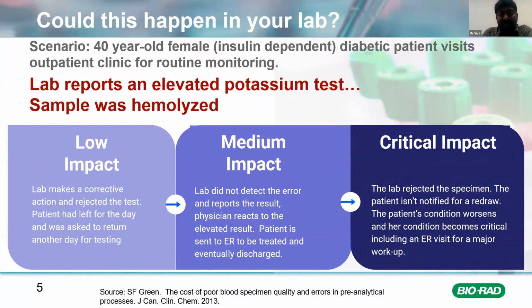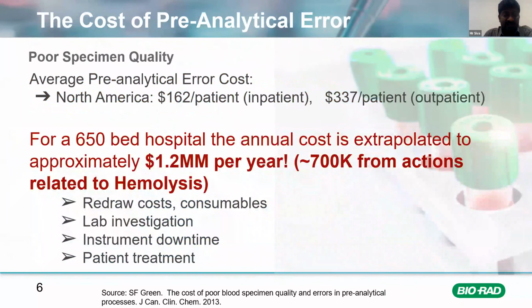Then comes the critical impact, what it could have been. The lab rejected the specimen, right? The patient isn't notified for a redraw, and the patient's condition worsened, and her condition becomes critical, including being sent to the emergency room and doing all other major workups. So this situation can happen in any laboratory, anywhere, anytime, right?